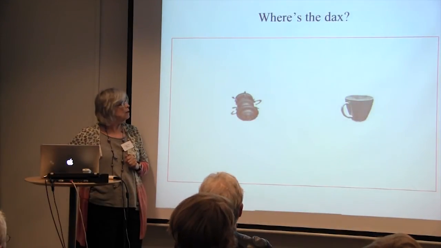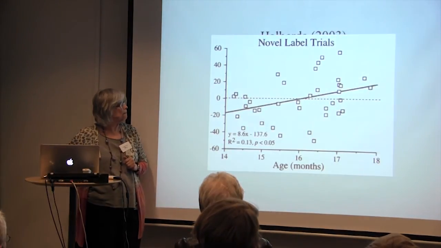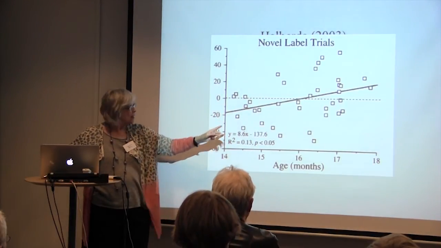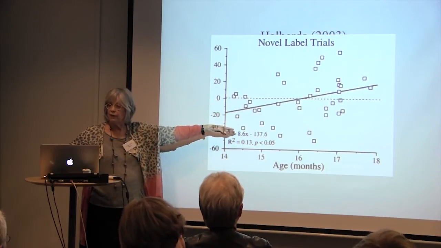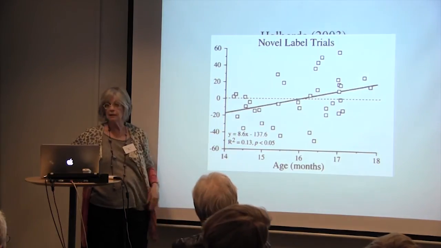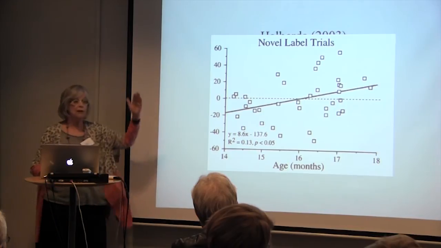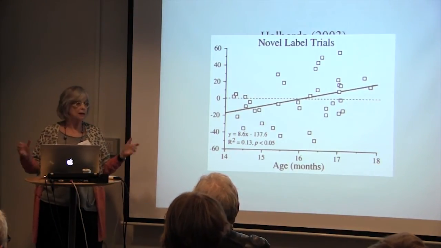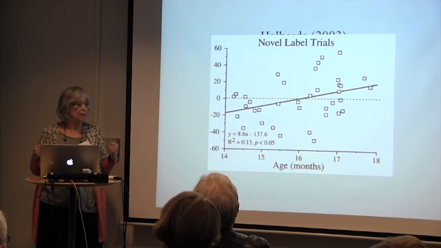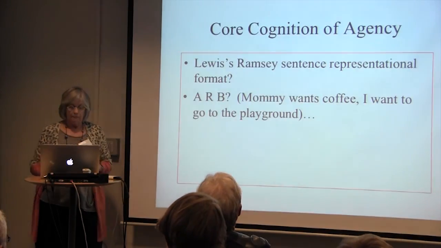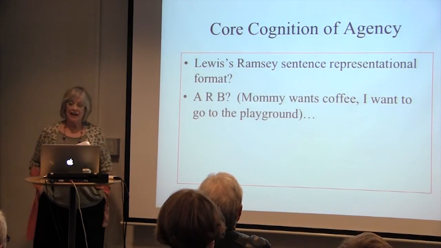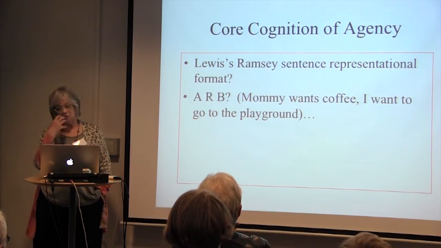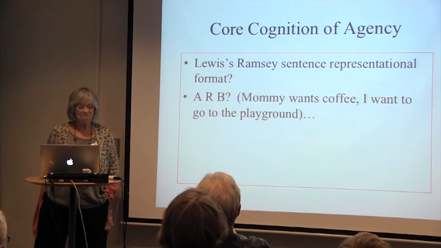But what about look at the DAX? Where's the DAX? Success at 17 months, the same as in our other thing. Abject failure at 14, 15 months. Random at 16 months. Okay, so the same developmental change. Now this is totally different information processing demands than the working memory executive function demands in the other one. Okay, and I had a whole second case, but I'm not going to do it. It's too bad.